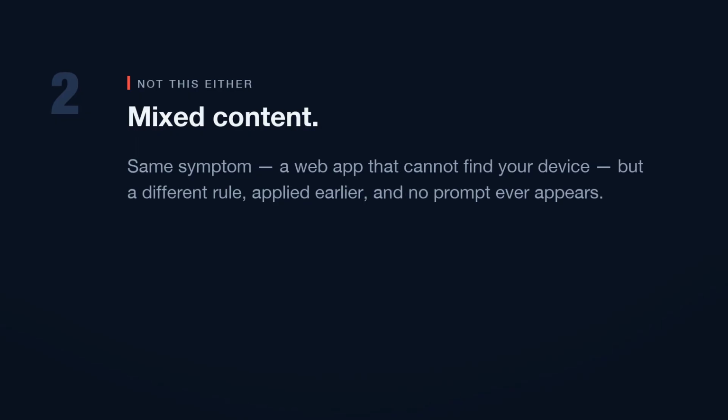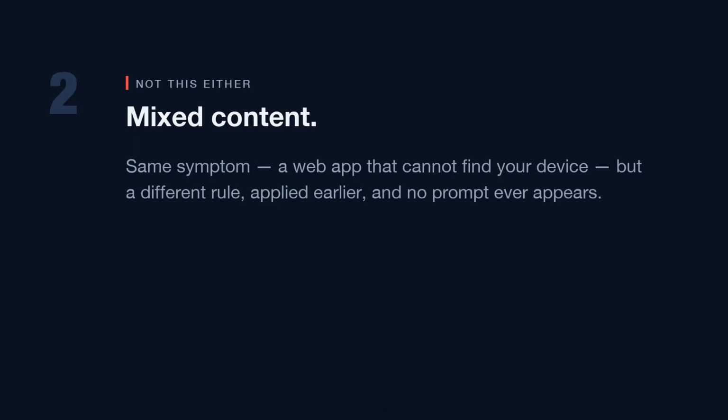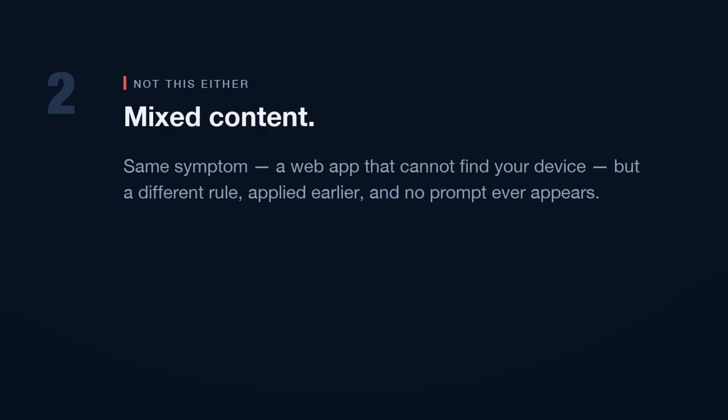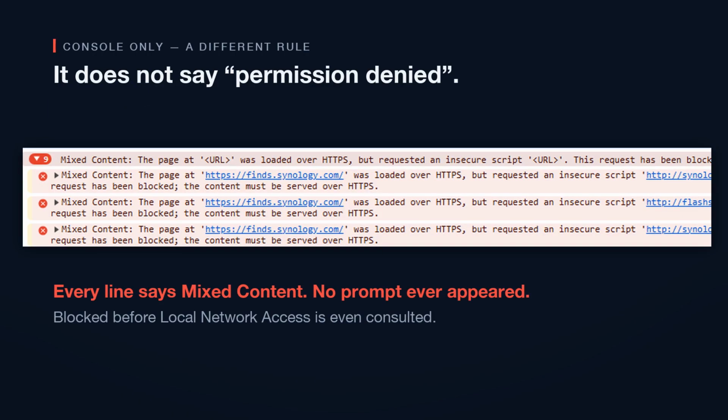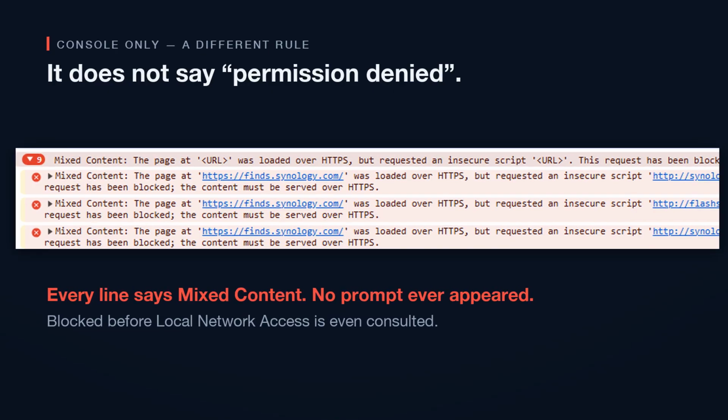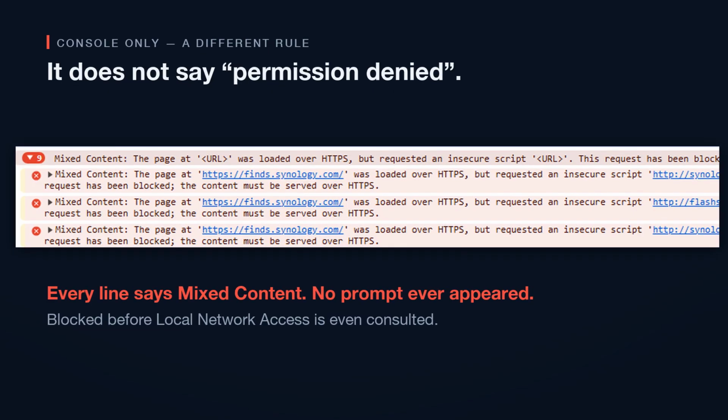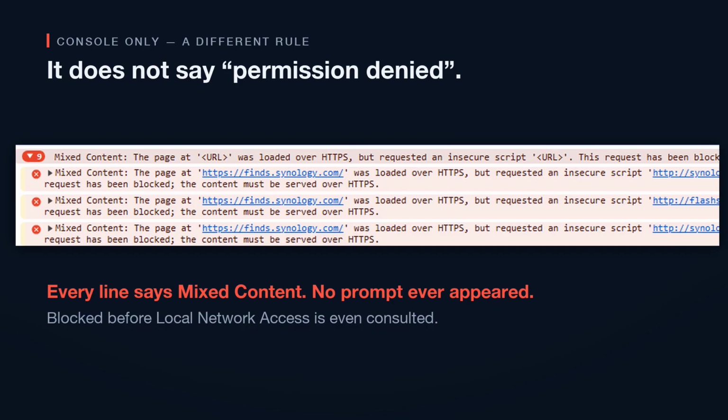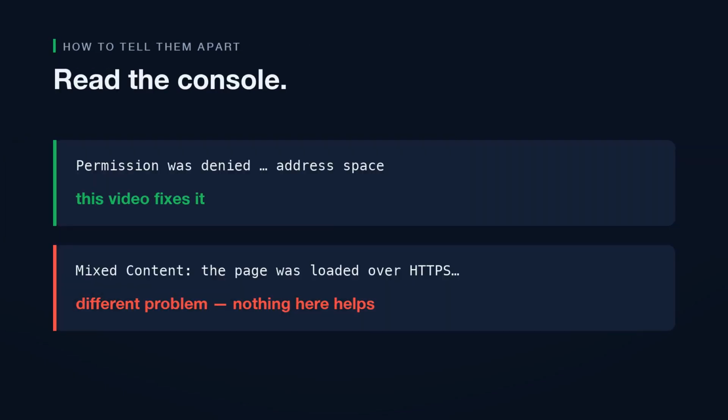I found a site that's broken in exactly the same way. Web app, can't find your device. Perfect example, I thought. Then I opened the console. It doesn't say permission denied at all. It says mixed content. Completely different rule, blocked earlier, and you never get a prompt. Nothing in this video will fix it. So, no prompt, and the console says mixed content? Different problem. Don't waste your afternoon on this one.